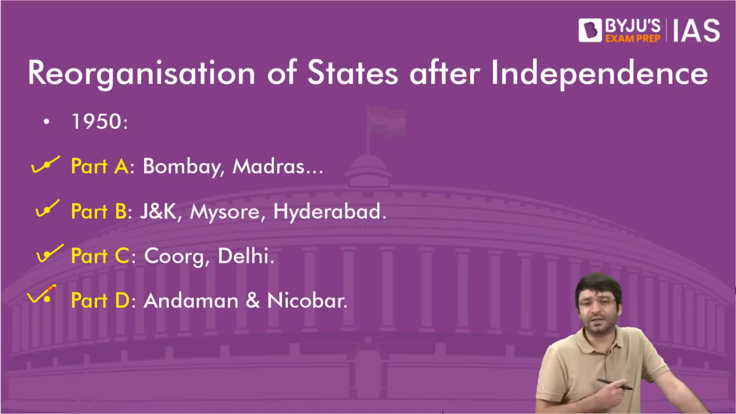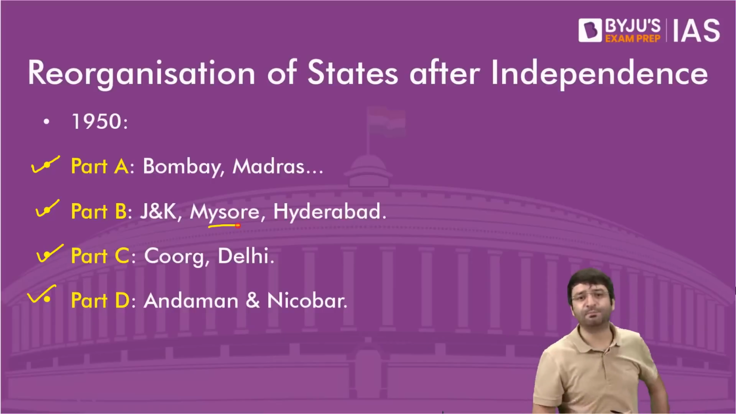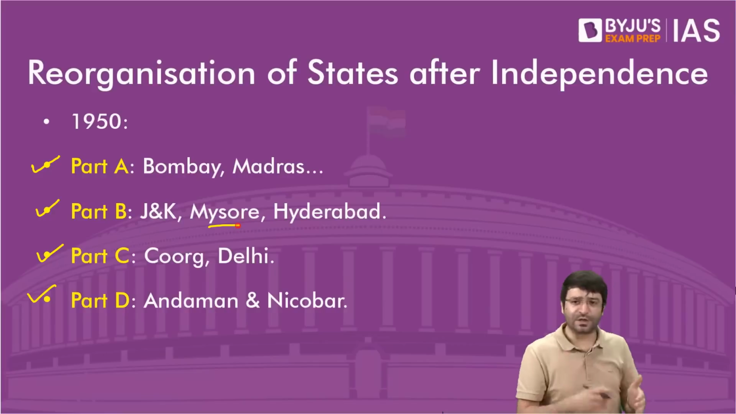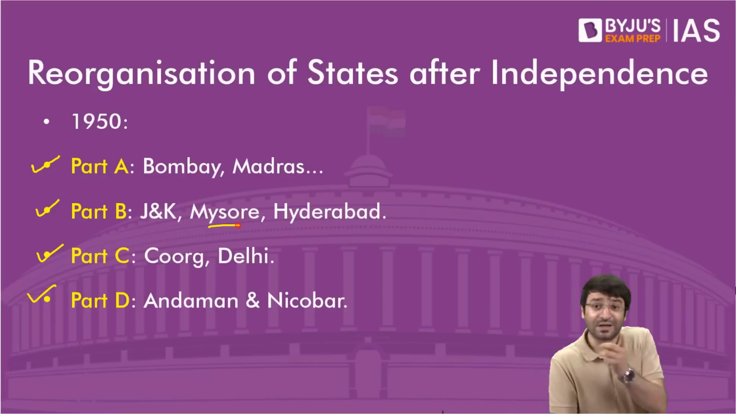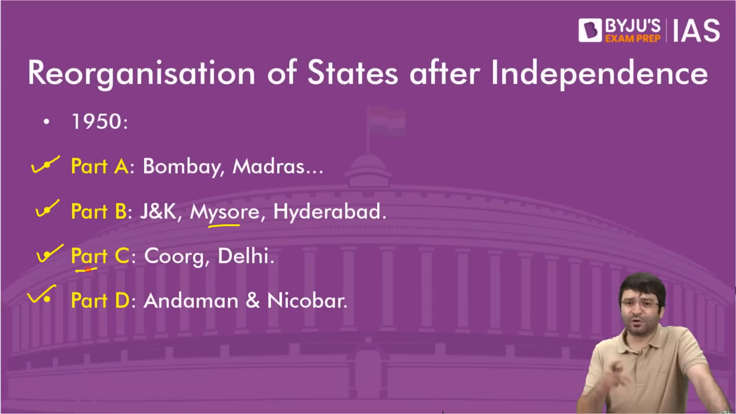Then we had Part B territories, which were previously princely states. You would know these princely states then joined the Union of India and were made part of Part B states. For example, Jammu and Kashmir, Hyderabad, Mysore. Then there were Part C territories. During the British period, there were some areas which were not under Governor General but under Chief Commissioner. Those areas such as Delhi, Coorg were Part C territories. And under Part D, there was only one territory, Andaman and Nicobar Islands.